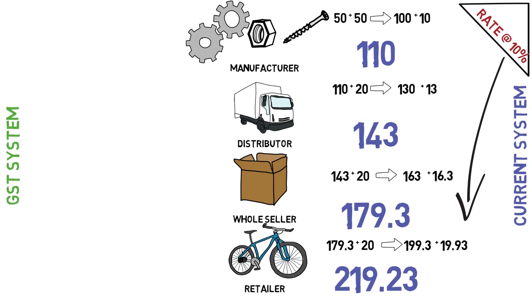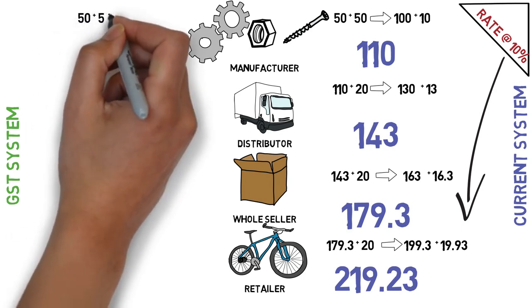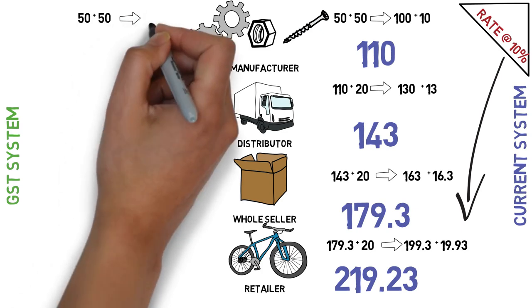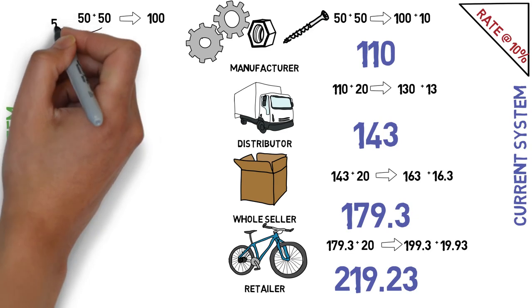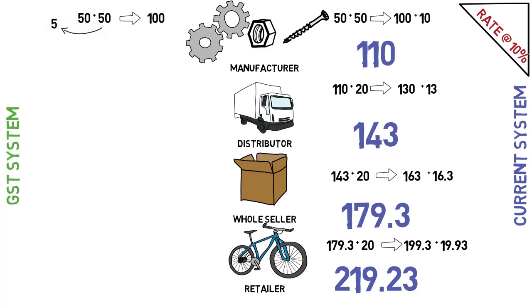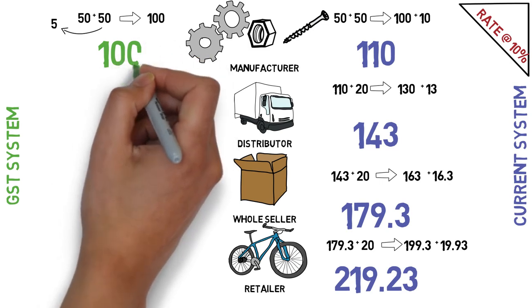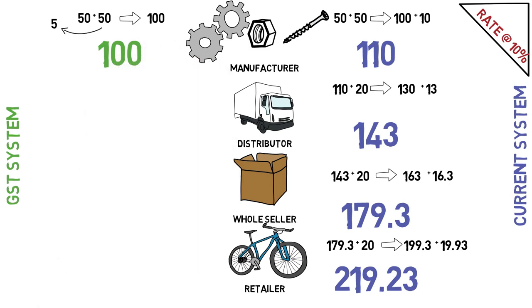Now we will take the same example in the GST system. Raw material of 50 rupees and the manufacturing value of 50 rupees make the product of 100 rupees. But this time the manufacturer has to pay taxes on the value added by him, which is 50 rupees. So he pays 10% of 50, which is 5, as tax from his profit. But the selling price will not increase and the cost of the product for the distributor is 100 rupees only.